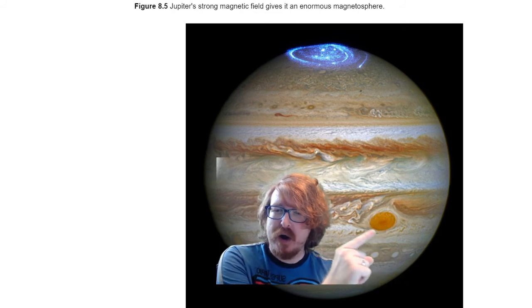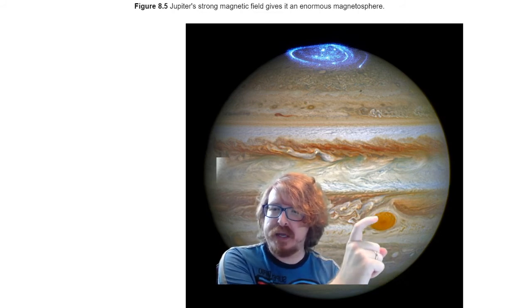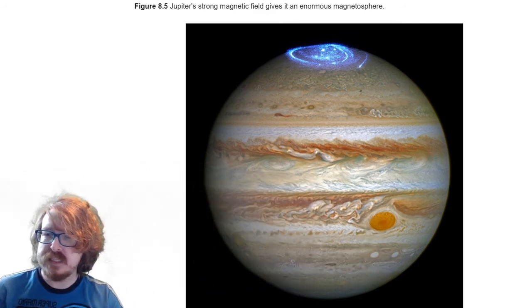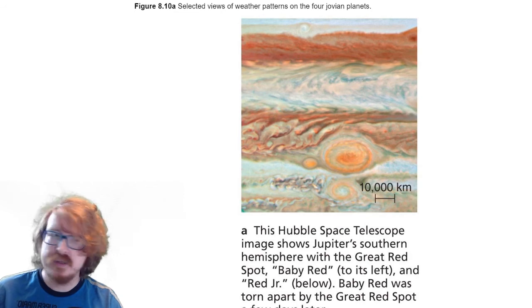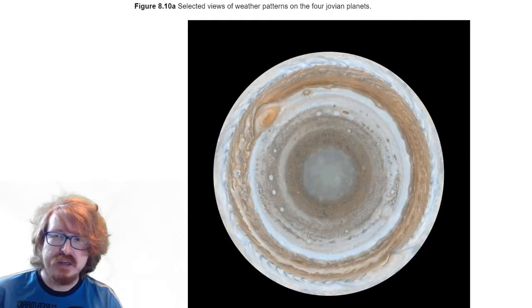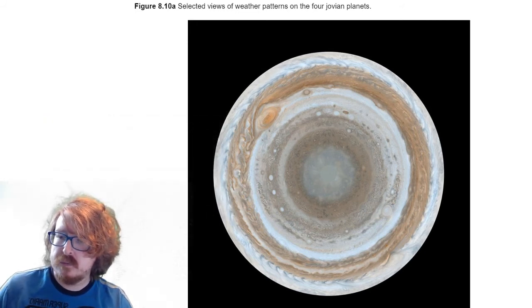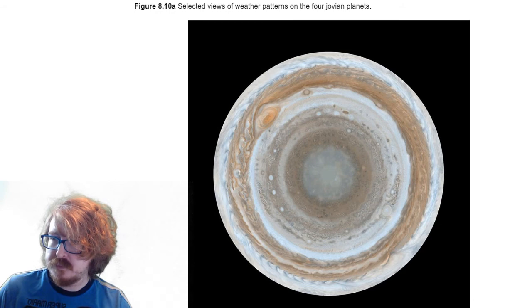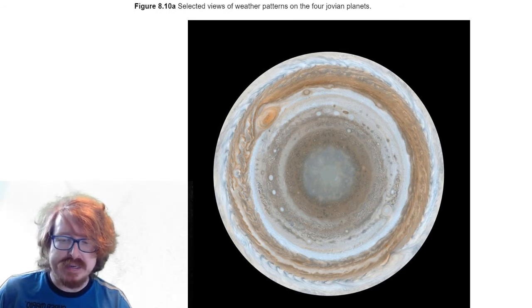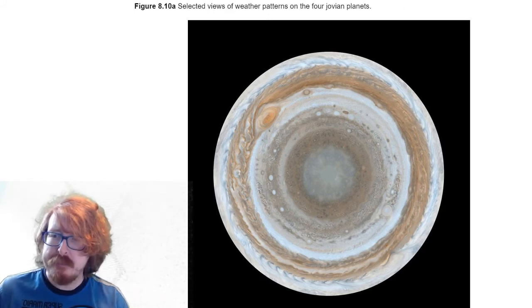Does anybody know what we call this big red spot? It's in almost all of the pictures of Jupiter that I've shown you guys. It's even in this picture, if you look right here. It's called the Great Red Spot. So the Great Red Spot is the most prominent feature on the surface of Jupiter, okay?